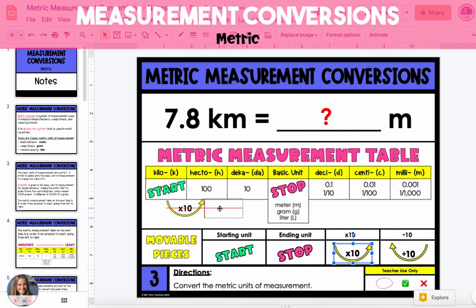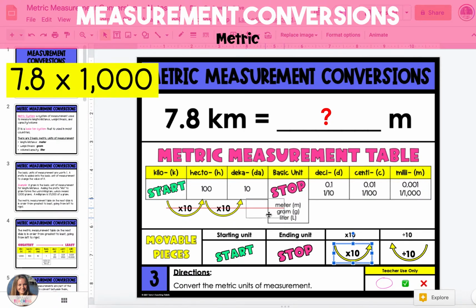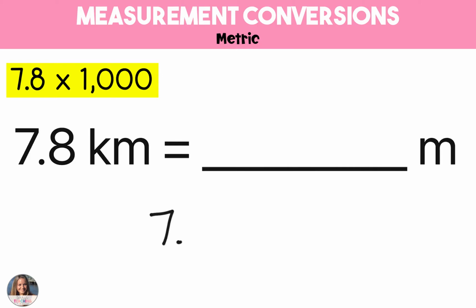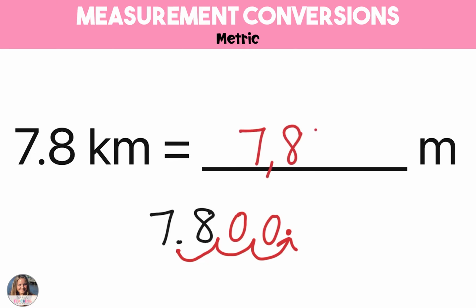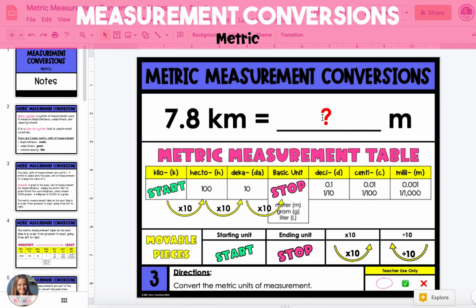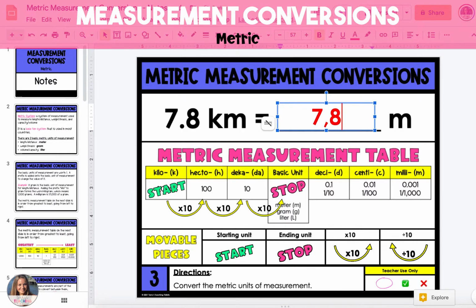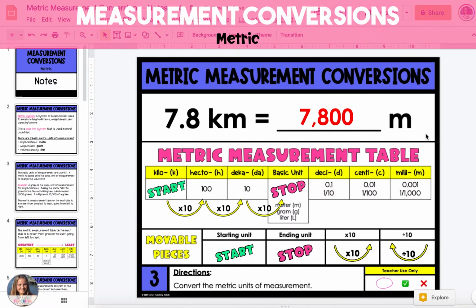We're moving 3 places in the metric measurement table, so we're going to be multiplying 7 8/10 by 3 powers of 10, or 1,000. To do this, you can either take all of the digits of 7 8/10 and shift them to the left in a place value chart, or you can take the decimal point in 7 8/10 and move it to the right 3 places, which will increase each digit 3 powers of 10. So 7 8/10 kilometers converts to 7,800 meters.